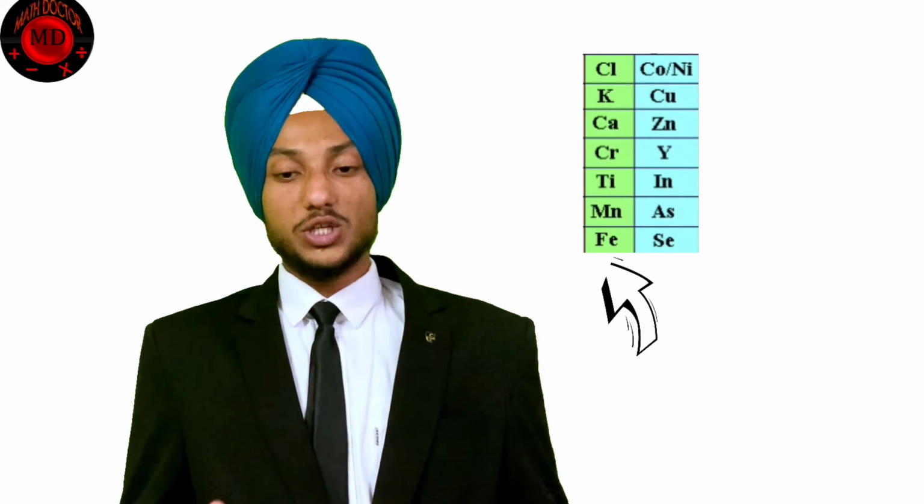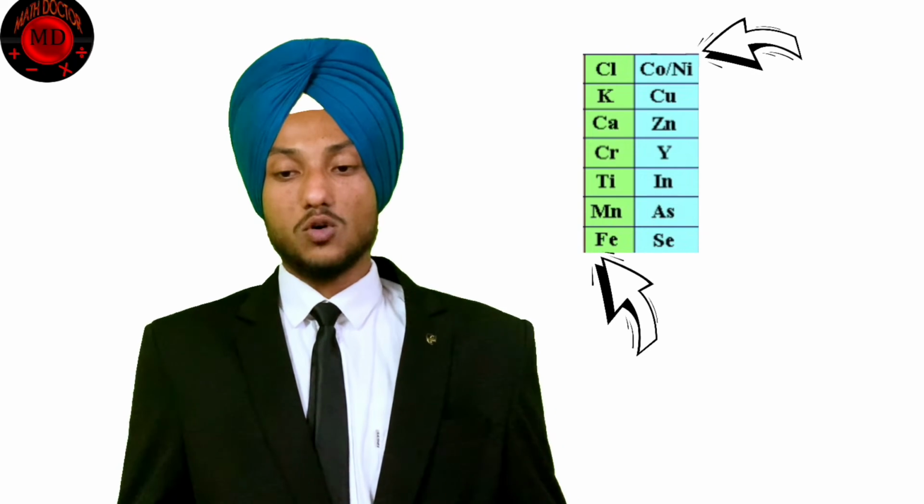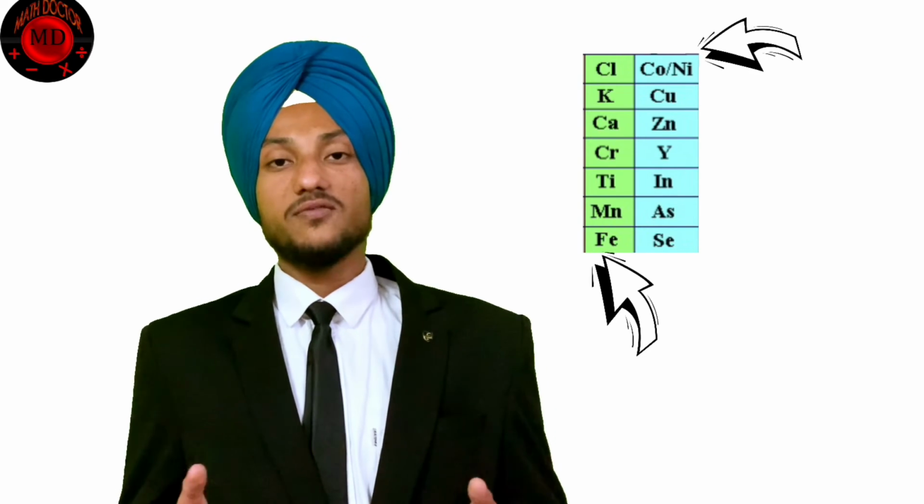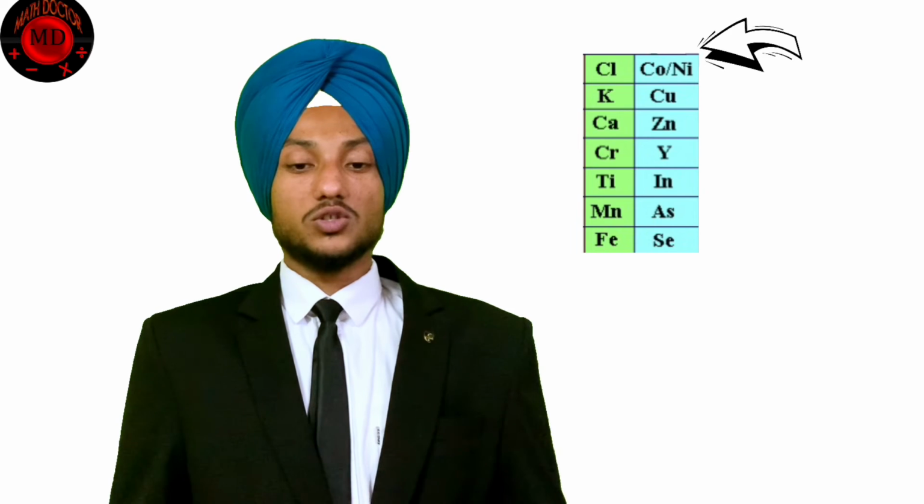So now let's discuss the final one. Iron, which resembles cobalt and nickel in properties, was placed very far away from these elements. So these are some points for limitations of Newland's law of octaves.